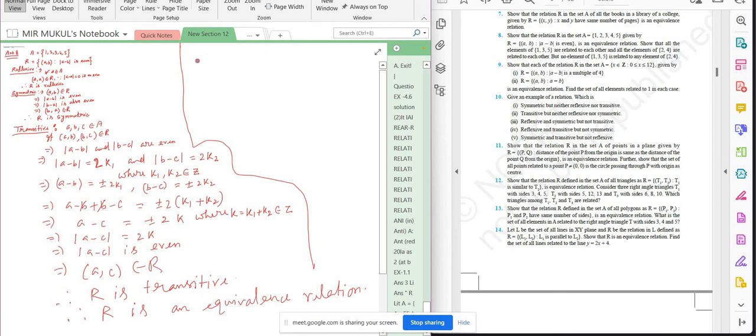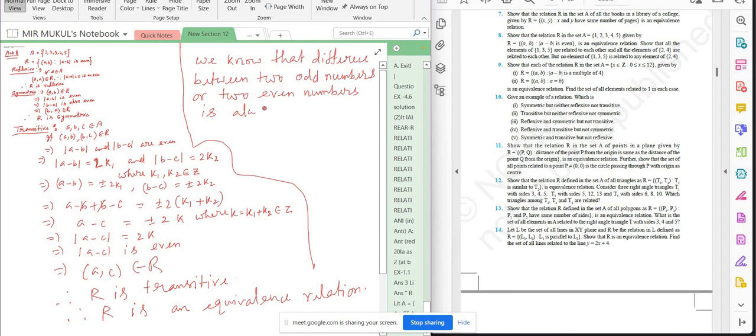but no element of 1, 3, 5 is related to any element of 2, 4. We know that the difference between two odd numbers or two even numbers is always an even number, right?